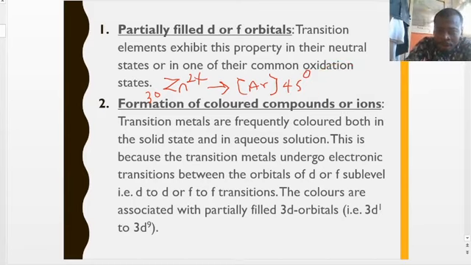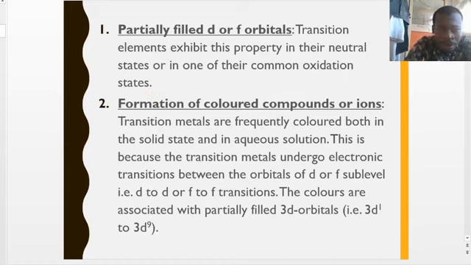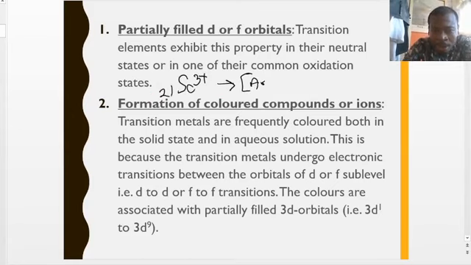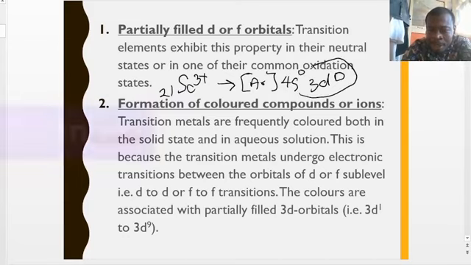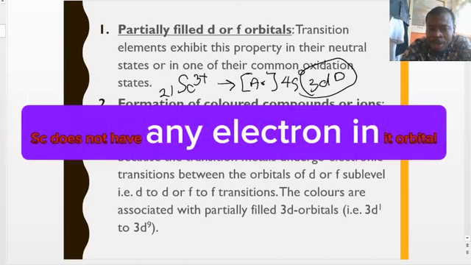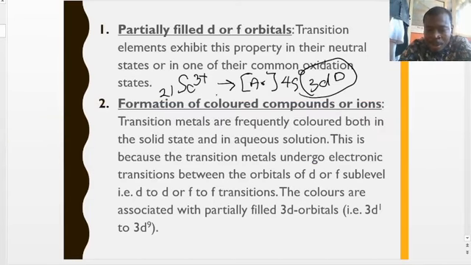Let me give one final example here. Another example is Sc3+, atomic number of 21. So this is going to give us argon core. Normally scandium should be 4s2 and a 3d1. So it's going to lose 2 electrons here and 1 here. So in the end, this becomes 4s0 3d0. What this implies is that scandium does not have any electron in the 3d orbital, so it is empty. So this also implies that Sc3+ is not a true transition metal.